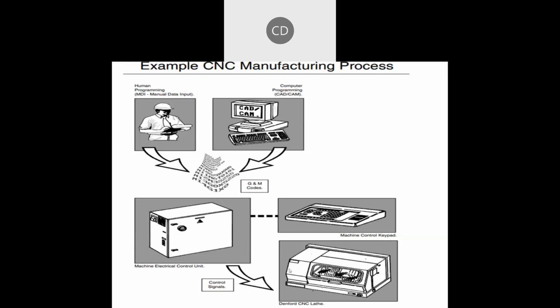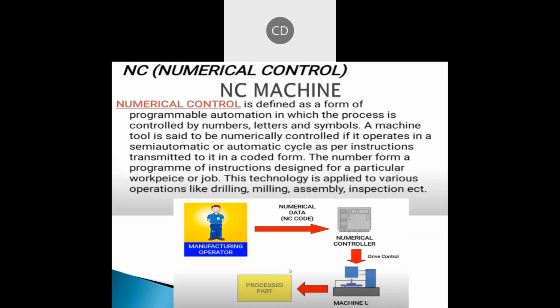That is the concepts we are using from the CNC machine. A numerical control machine is one of the programmable automation, a process controlled by a number of letters and symbols. The tool is said to be numerically controlled if it operates in a semi-automatic or automatic cycle as per the instructions transmitted in coded form. The computer form of program of instructions is designed for the particular piece or job. This technology is applied to various operations like drilling, milling, assembly, and inspections also.